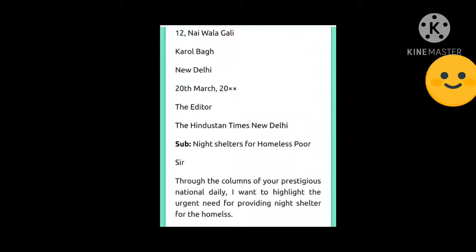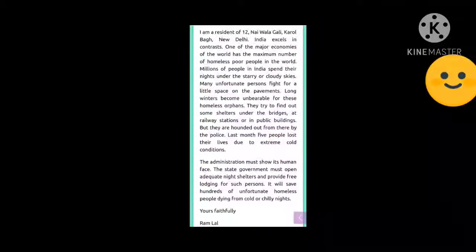Through the columns of your prestigious national, see, now we change the expression here. See, vocabulary: prestigious, renowned, popular, famous, well known. Okay, you learn these phrases, so you can use any one of them in your letter writing. I want to highlight the urgent need for providing night shelter for the homeless, means orphans. Next para, we have given introduction, and I told you that the letter should be conveniently divided into 3 parts, and now we are narrating the issue.